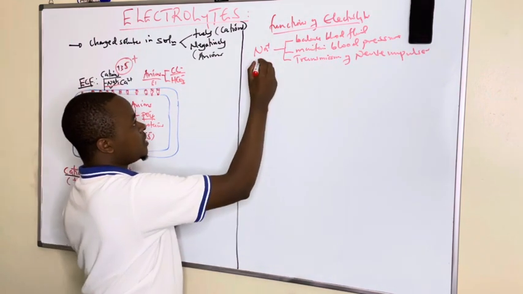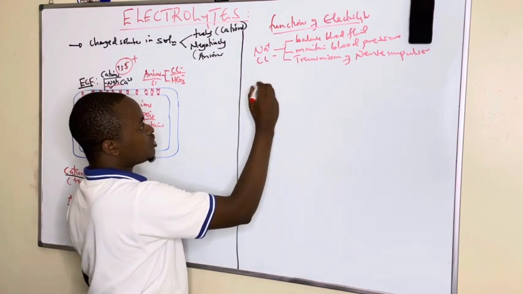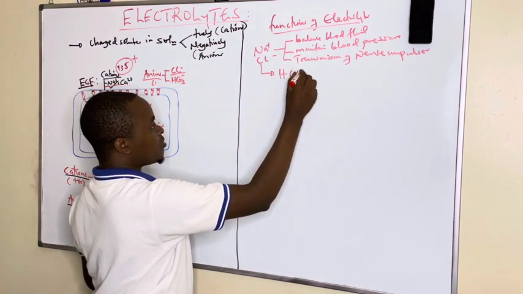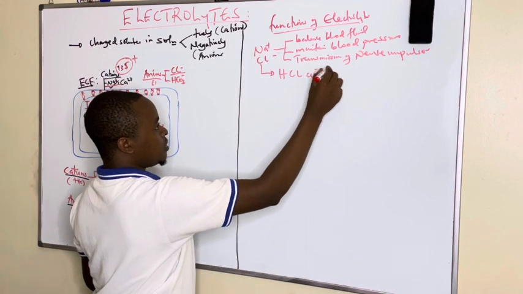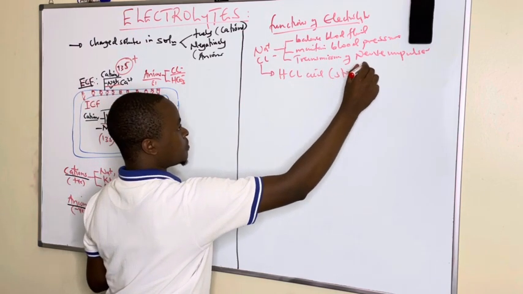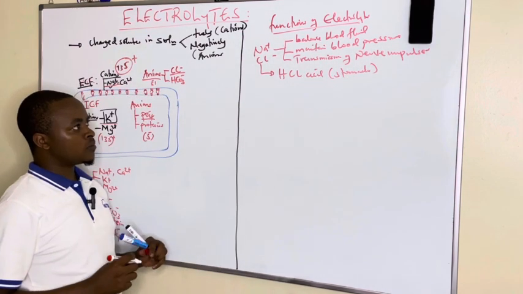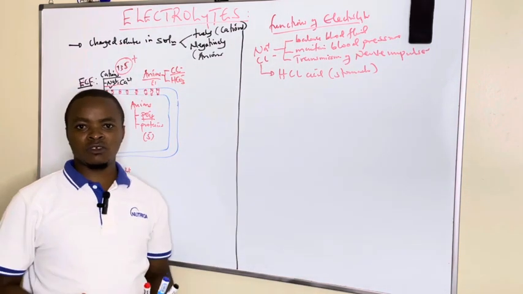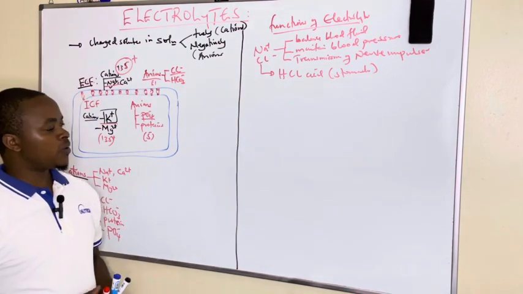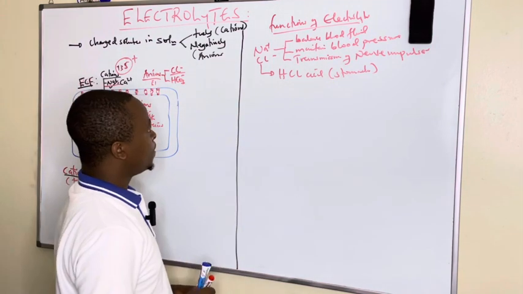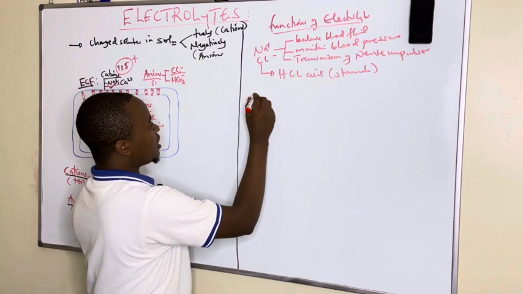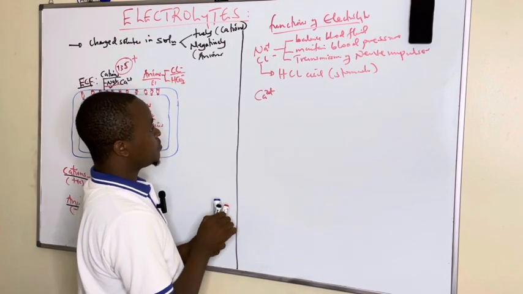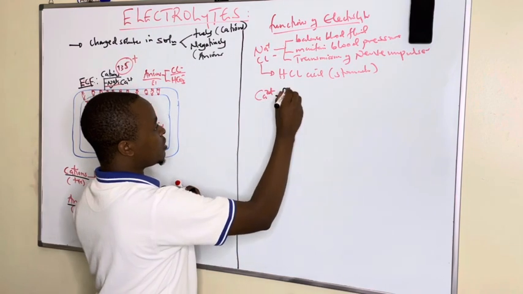Then the chloride does this same work, but in addition chloride also plays a great role in the production of hydrochloric acid in the stomach. That is another important role: chloride combines with hydrogen ions, or protons, to form hydrochloric acid in the stomach. Then the principal function of calcium in the body, we see calcium playing a big role in the release of neurotransmitters.